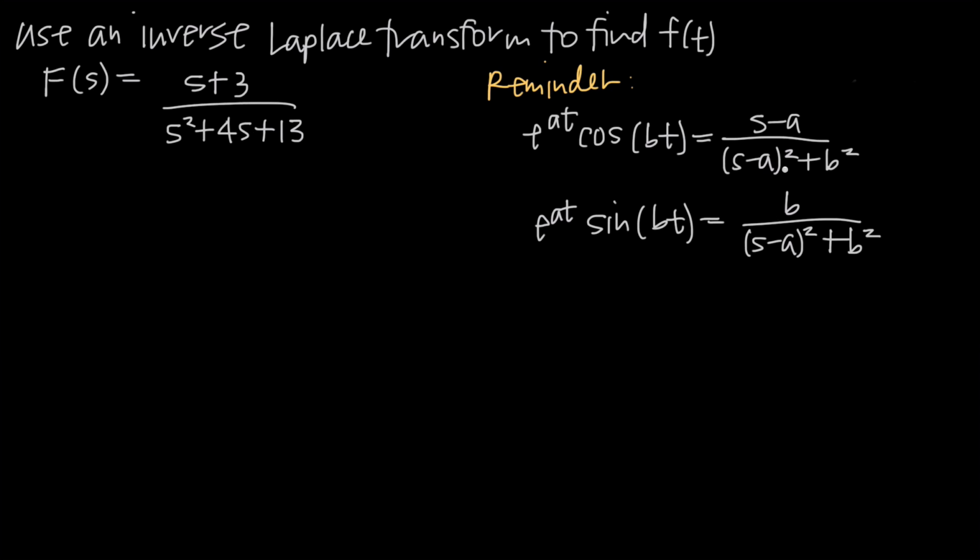But notice that the denominators of both of these fractions are the sum of two squares. So we want to see if we can transform our denominator so that it is also the sum of two squares, and the way we're going to do that is by completing the square.